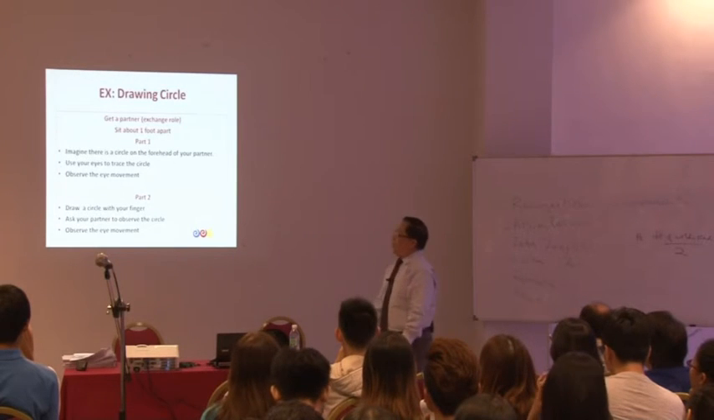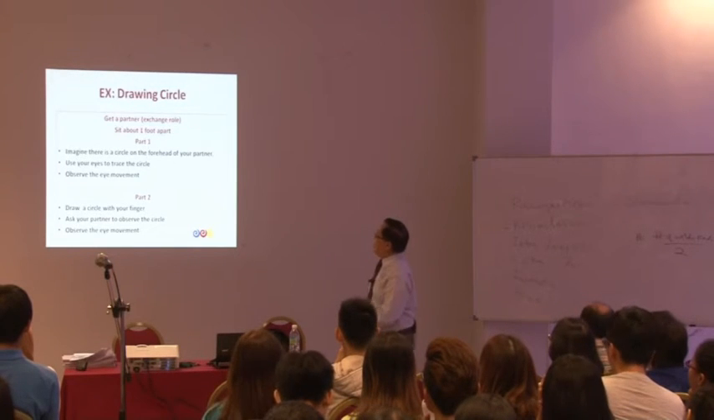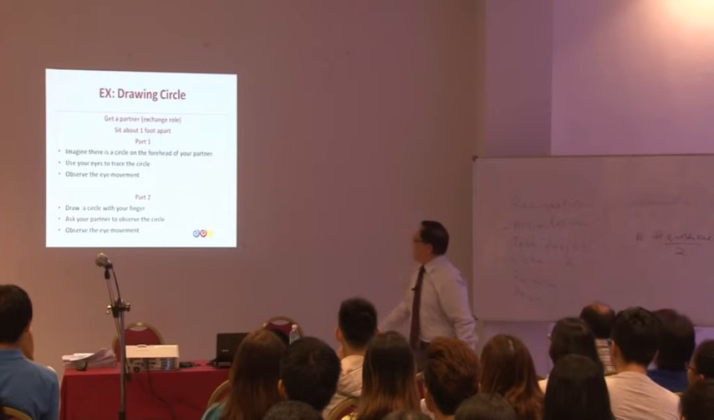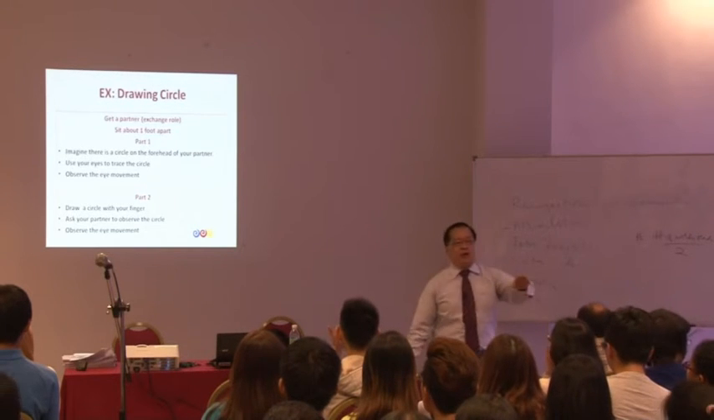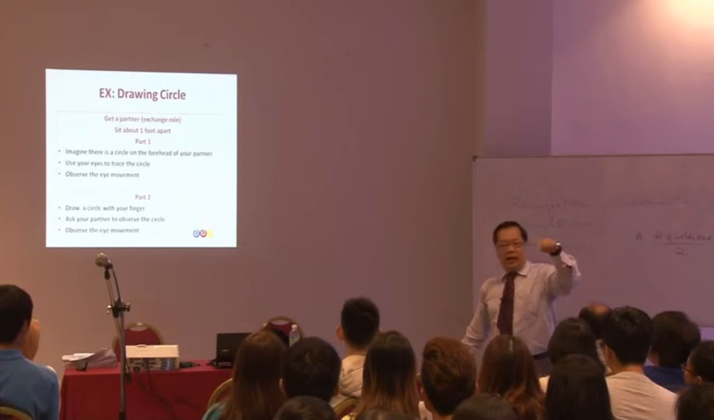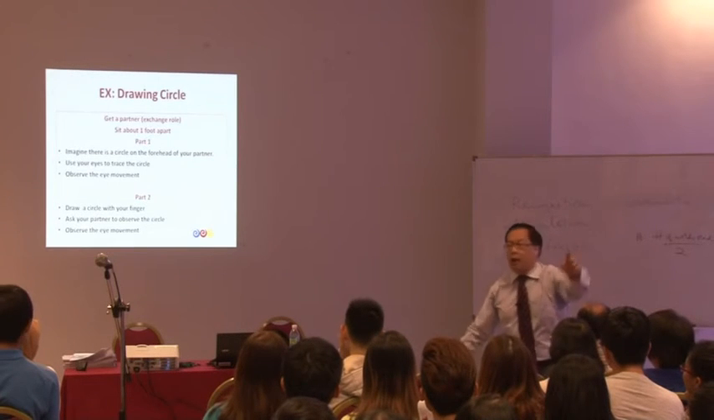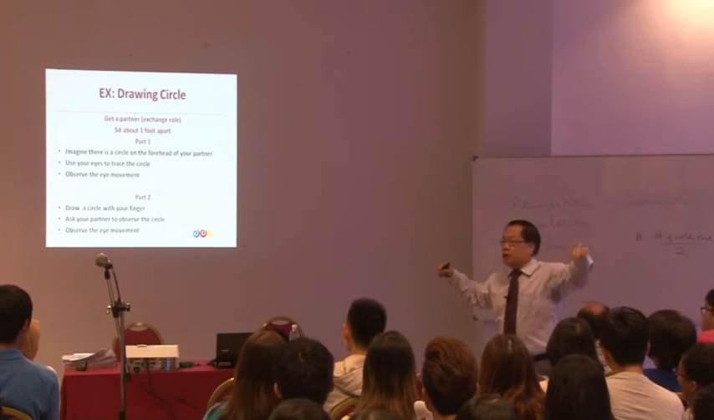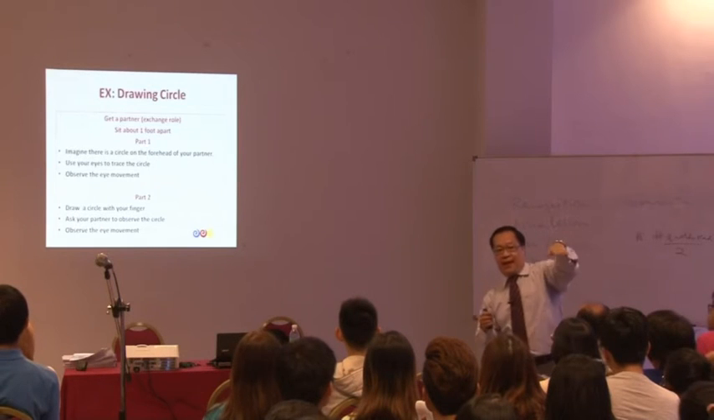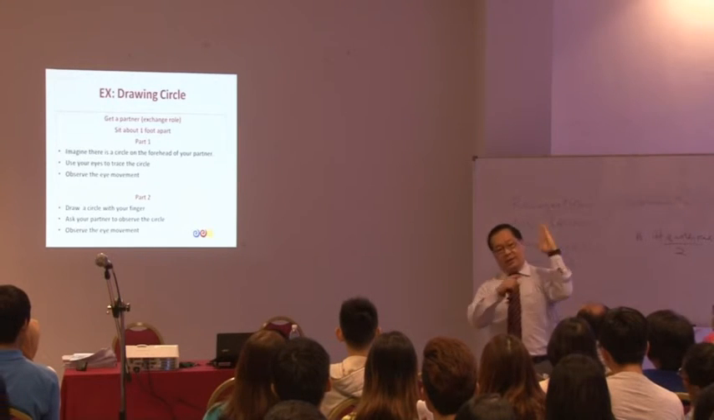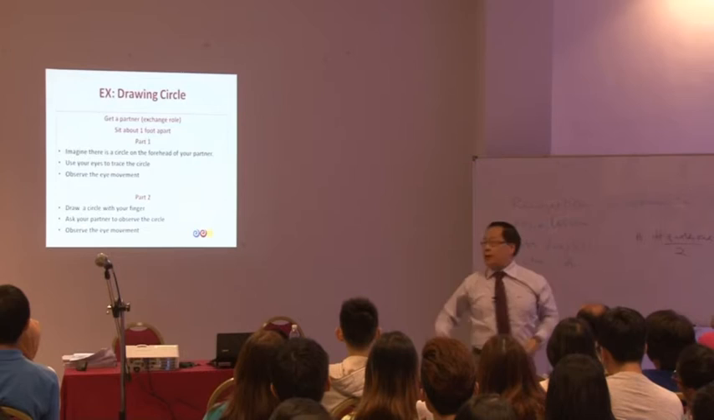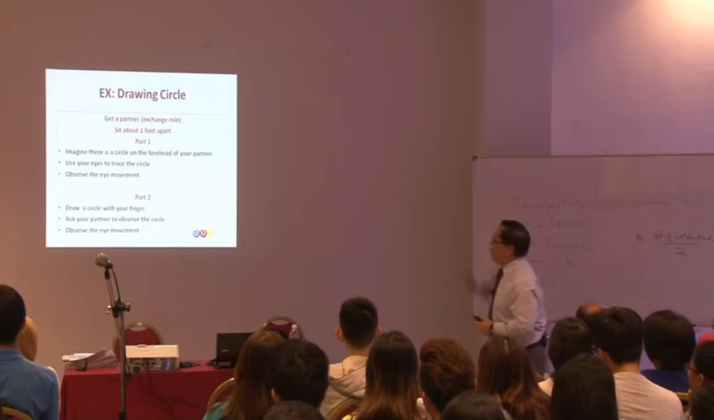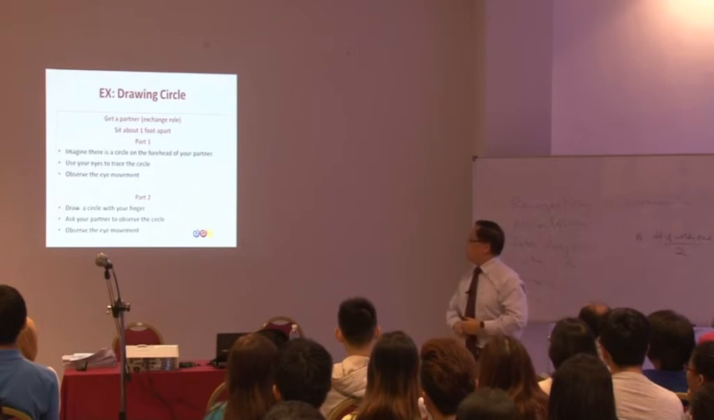That's part one. Imagine there is a circle on your partner's head, not really the forehead, on top of the head. You know what a halo is? A halo is round. Now imagine there's a circle there. The circle is not flat, it's like drawn on a piece of paper. Use your eyes and trace the circle.